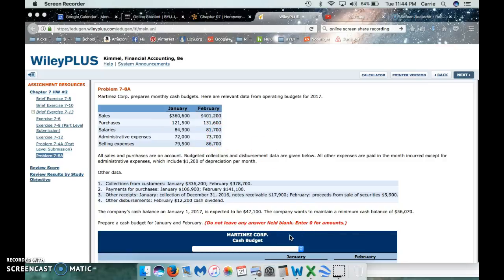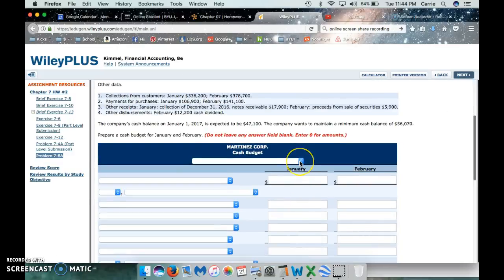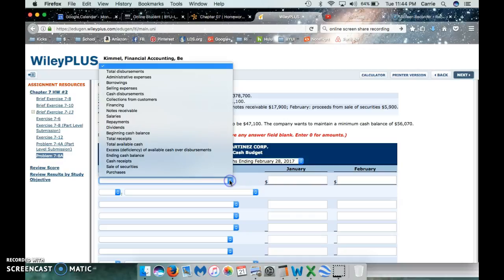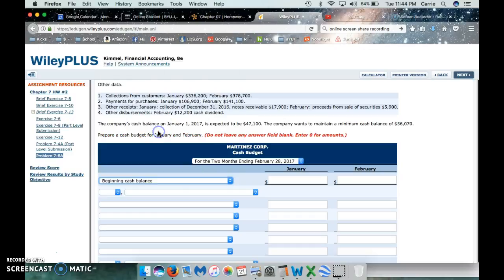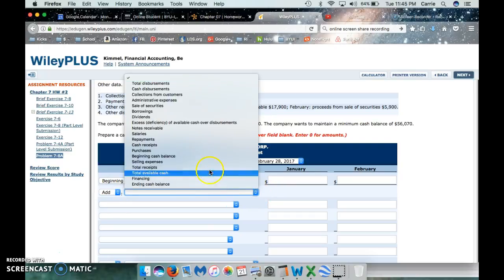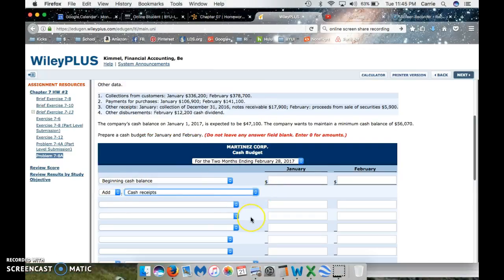Okay, so first thing, we've got 2 months in this one. So you've got to do it for the 2 months ending in the second month. All right, so we know that we've got to start out with the beginning cash balances. And then after that, we always add our cash receipts. There it is. Okay.